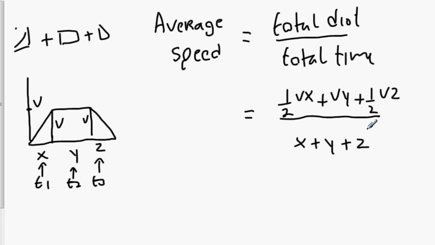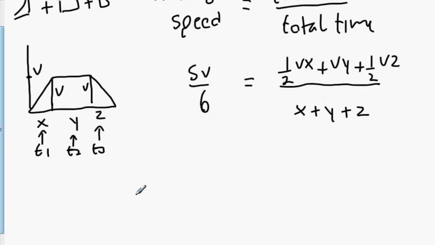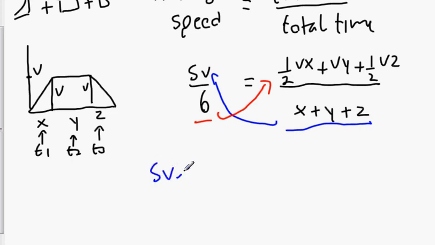Now, we all know that this equals 5v over 6, don't we? Because we're told that at the very start, the average velocity. So we're going to bring this blue part up here, multiply it by the 5v. We're going to bring the 6 up here, and multiply 6 by absolutely everything there. So the blue section is going to look something like this: 5vx plus 5vy plus 5vz. The red section is going to look like 3vx plus 6vy plus 3vz.